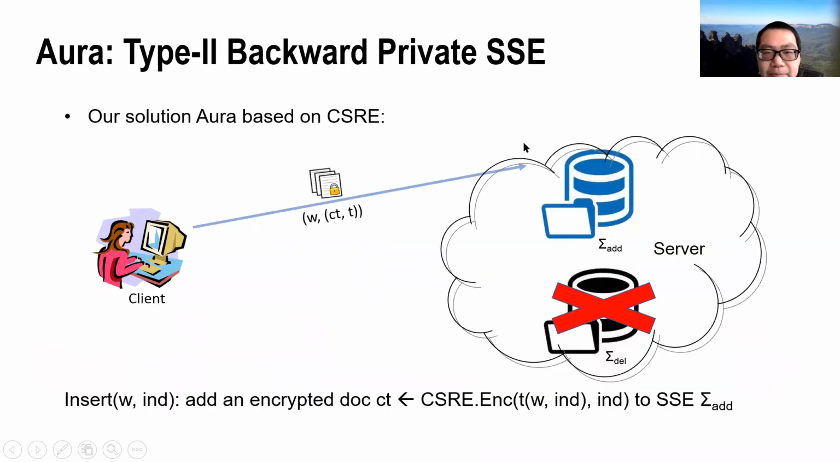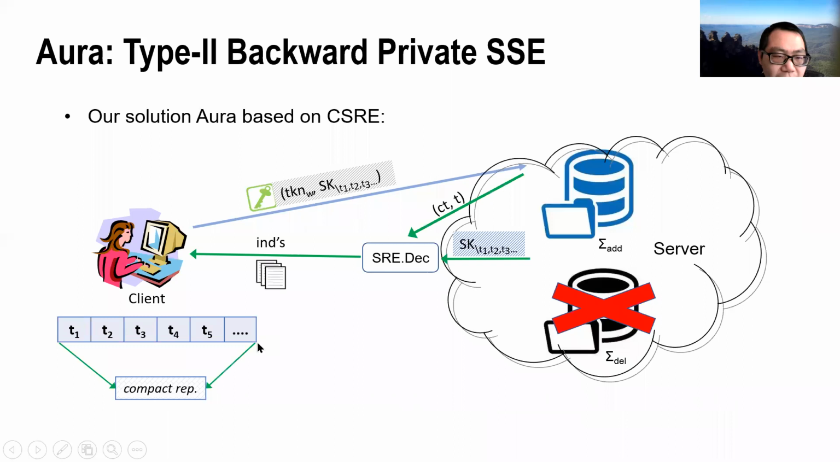Based on this new CSIE scheme, we propose our type 2 backward private SSE, Aura. Except for using CSIE, we also need a forward private SSE instance. In more detail, when the client wants to insert a document containing keyword W, she first generates an associated tag and uses the CSIE scheme to encrypt the document ID and get the self-test CT. Then the client uploads the self-test CT together with the tag to the server by utilizing the SSE instance sigma-add.